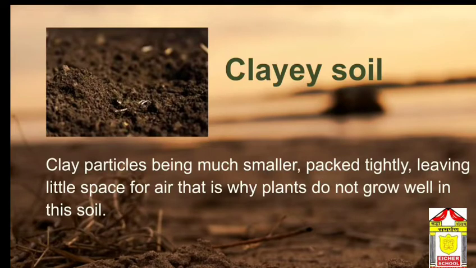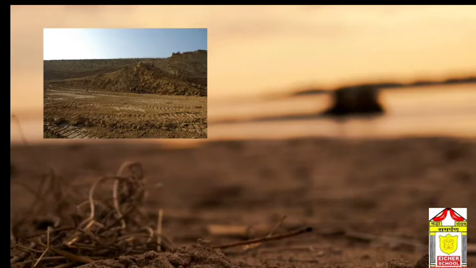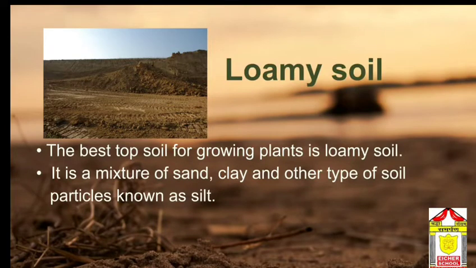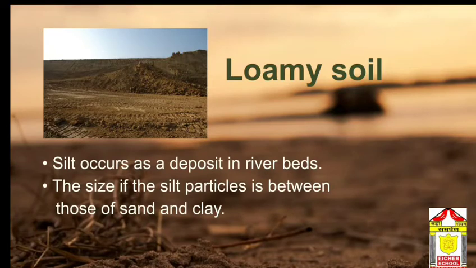Now let's see our third sample of soil. In the third sample of soil, the amounts of large and fine particles are about the same. This is called loamy soil. The best topsoil for growing plants is loamy soil, and it is a mixture of sand, clay and other types of soil particles known as silt. So what is silt? Silt occurs as a deposit in river beds, and the size of the silt particles is between those of sand and clay.